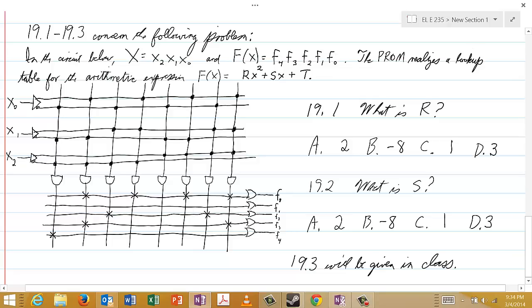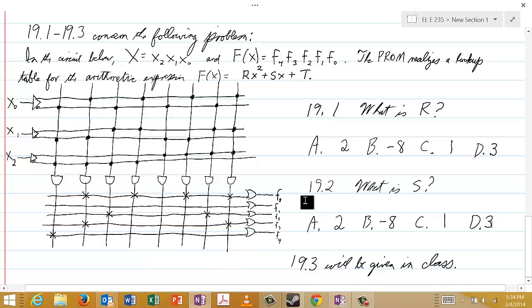The PROM realizes a lookup table for the arithmetic expression. Here is where we have our main difference. In this case, we have not a linear function of x, but a quadratic function of x. So it's r x squared plus s x plus t. And you're given this circuit shown here with the permanent connections up above all as usual. But in this case, you can see the temporary connections that have been made. And by the way, it is no mistake here that this one has zero connections. That's not a mistake.